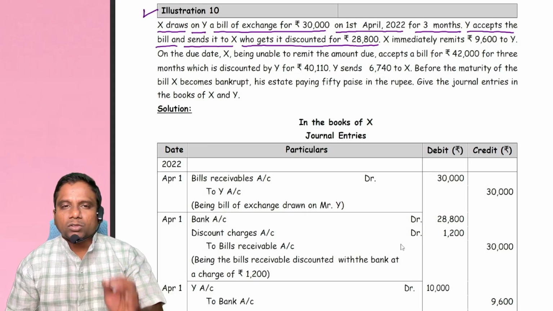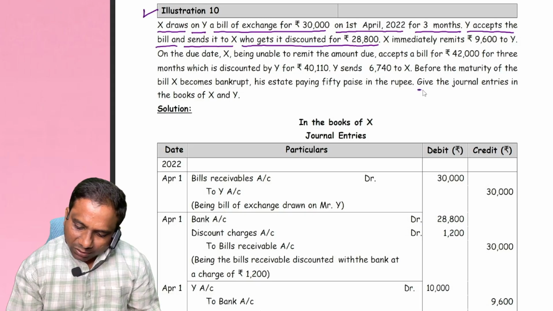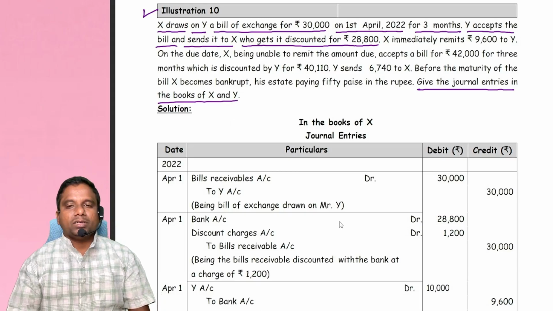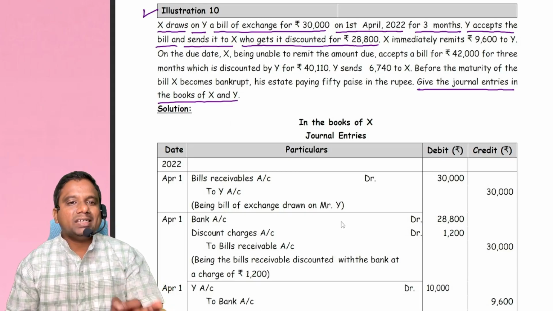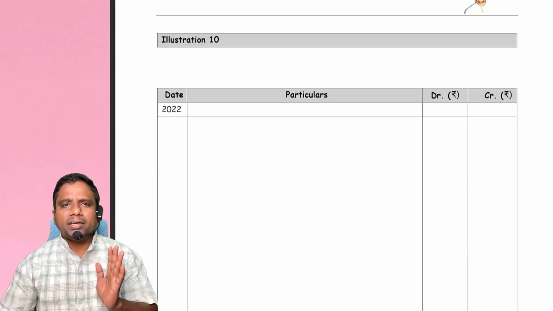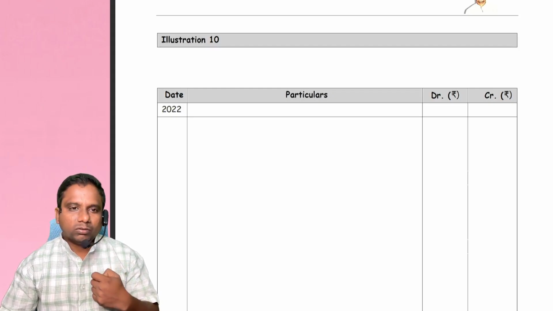Okay, fine. Before continuing, let us see the requirement of the problem. What is the requirement of the problem? Give the journal entries in the books of X and Y. First, we draw the formats in the books of X and in the books of Y. Then after, we start recording one by one transaction.